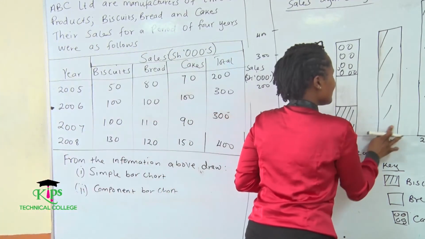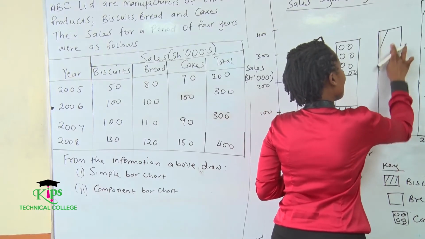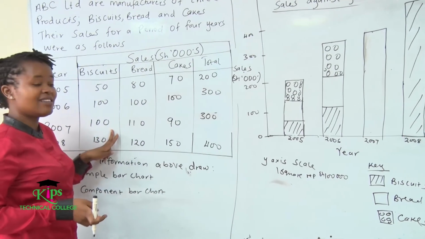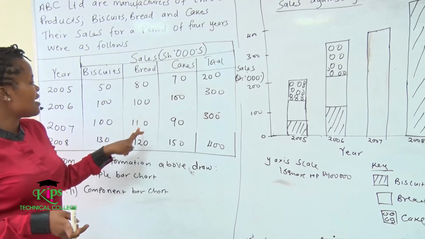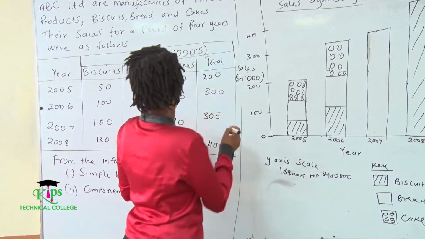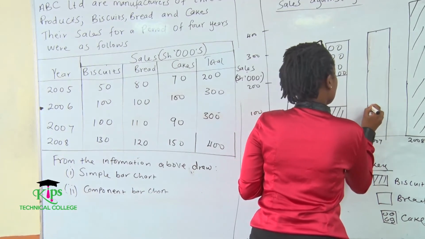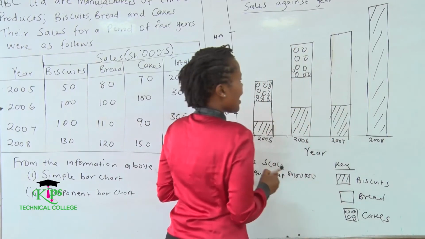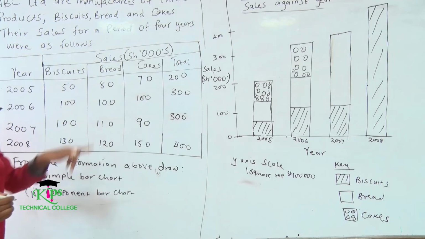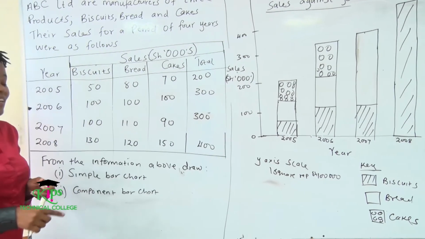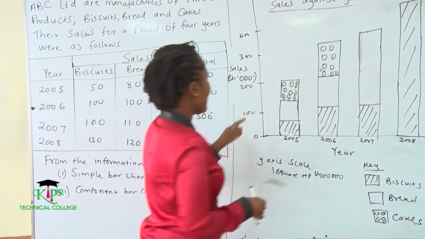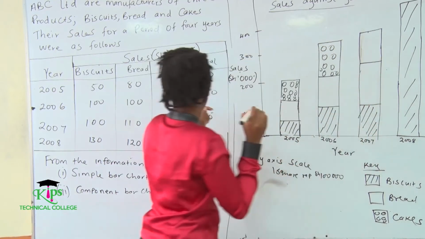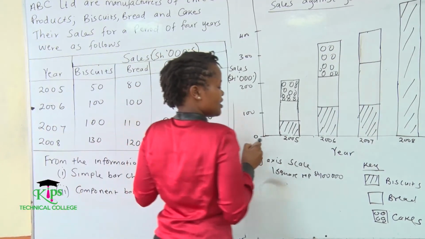And then for 2007, the total is still 300, but the first item, biscuit, is 100, then bread is 110. So 100 for biscuits, that is how we are showing it. And then we have 110 for bread. So this will be 100 plus 110, which gives us a total of 210. So we're supposed to identify the mark for 210. Then the remaining should be 90, representing cake.